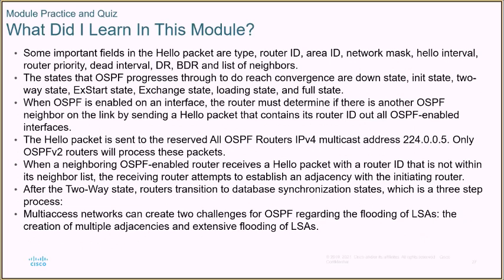Some important fields in the hello packet are the type, I think that's network type, router ID, area ID, network mask, hello interval, router priority, dead interval, DR and BDR, that's the router IDs for the DR and BDR, and the list of its neighbors.